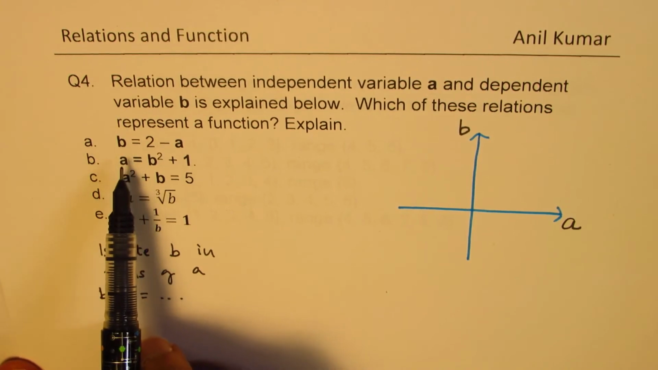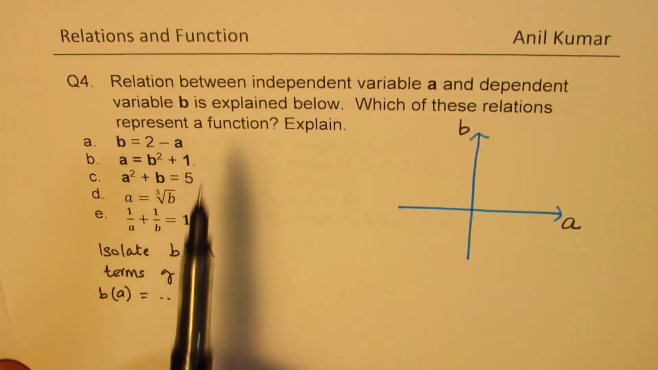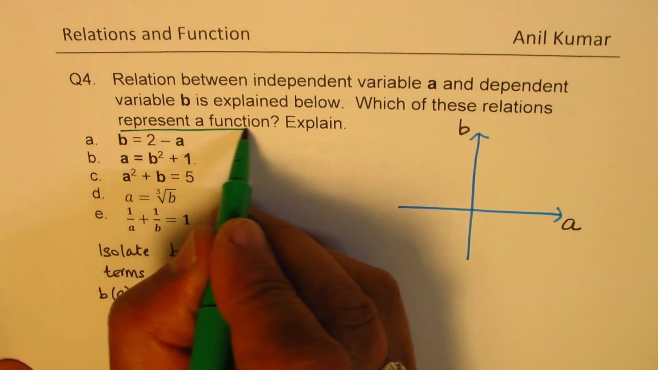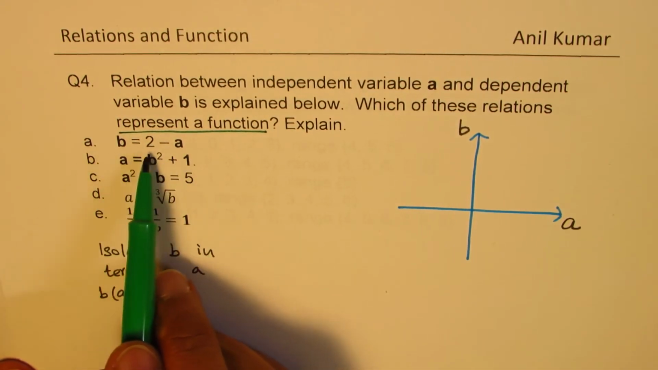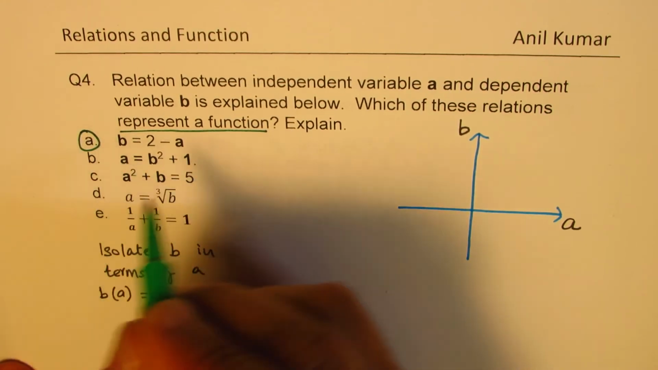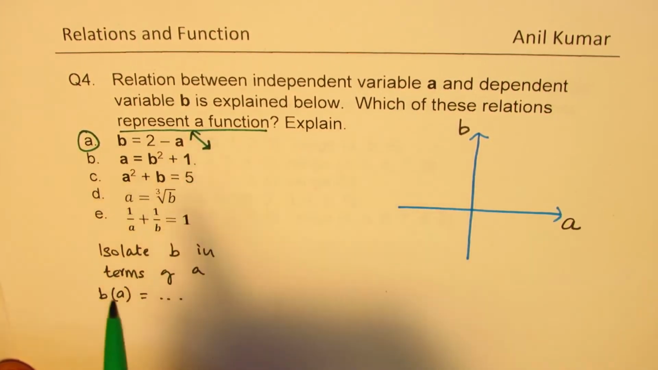The very first one, and we are looking for which of these relations represent a function, right? So we want a function. So first one, B is already written in terms of A as 2 minus A. This is a straight line. It does represent a function. It is a straight line, right? So a line dropping downwards.